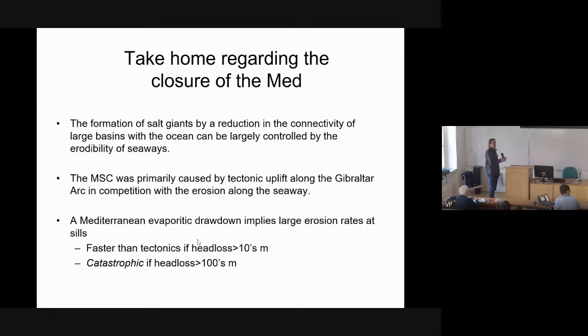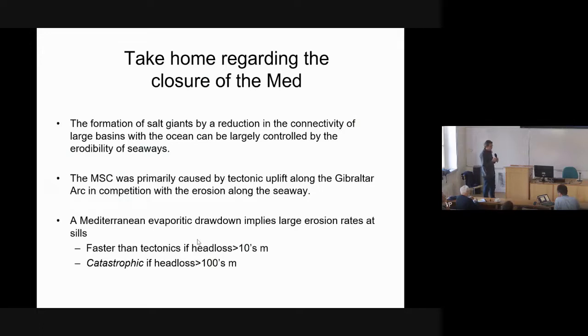Being so large, basins like the Mediterranean need so much inflow water that as soon as there is a little bit of level difference between the two sides, they will generate high erosion rates. The Messinian Salinity Crisis was primarily caused by tectonic uplift along the Gibraltar Arc in competition with erosion along the seaway. And a Mediterranean evaporitic drawdown implies a large amount of erosion at the seals.